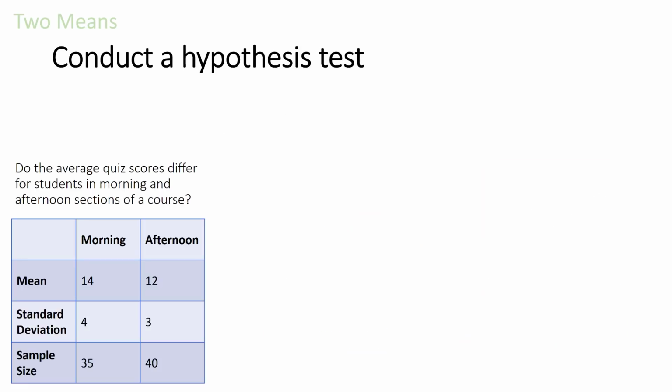First, I'll do an example by hand. Then I'll do 2 examples in Minitab Express, one with summary data and one with raw data. Here's our research question and summary data. Do the average quiz scores differ for students in the morning and afternoon sections of a course?